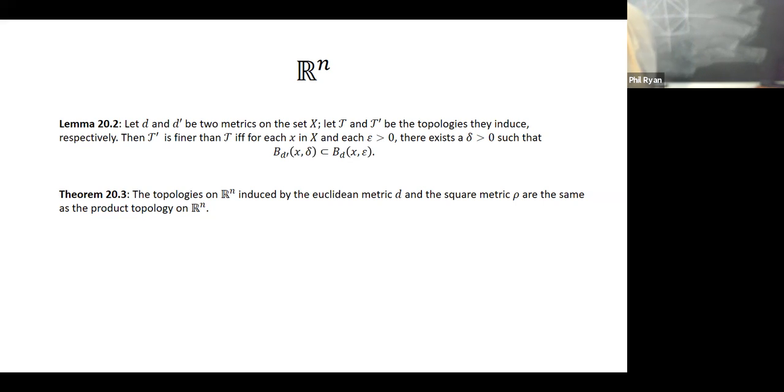And why is it the same as the product topology? So let's just say that the square metric gives the product topology. Why is that?